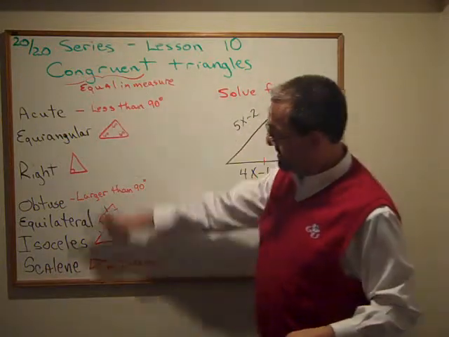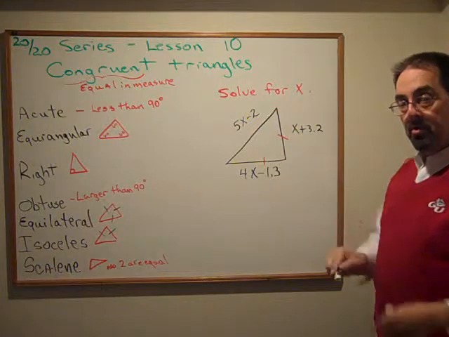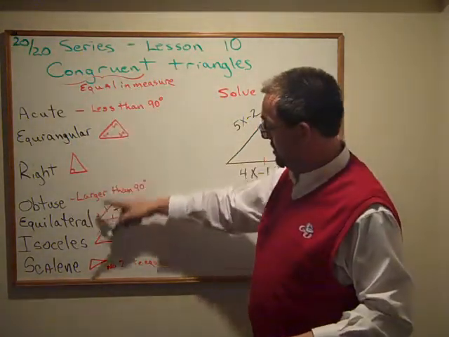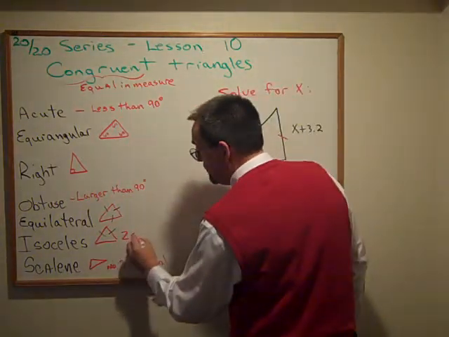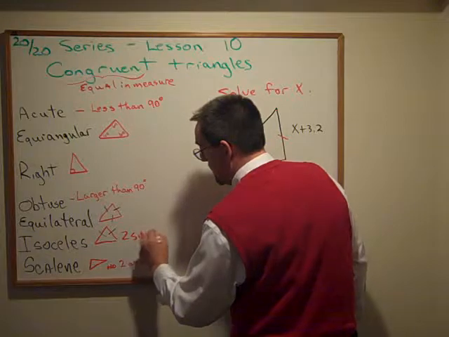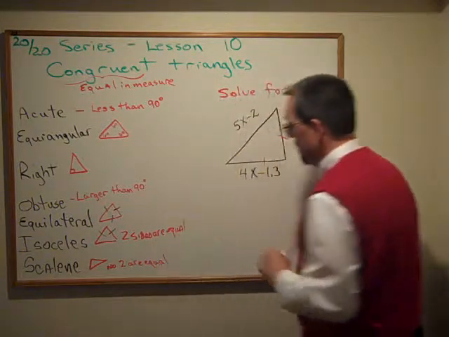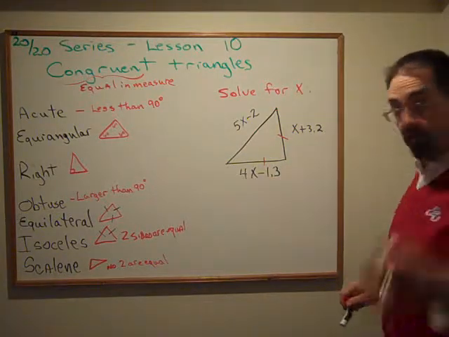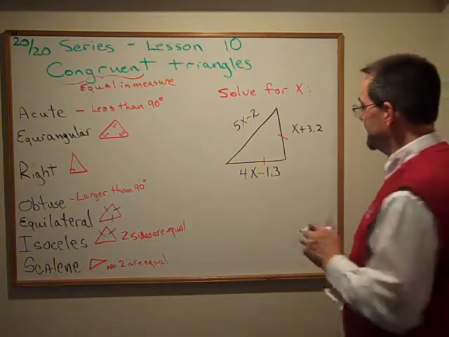Which one of these triangles is this triangle, where two sides are equal? Isosceles. Two sides are equal. Well, if these two are equal, we can set those equal to each other, solve for x, then we can plug it back in and solve for all three of the sides. Let's do it.